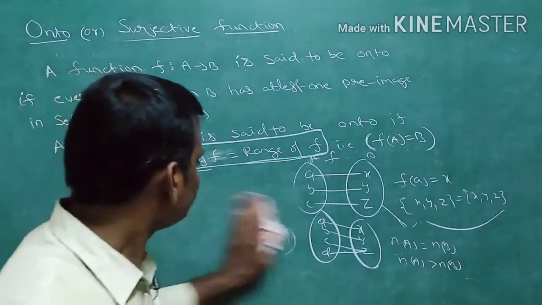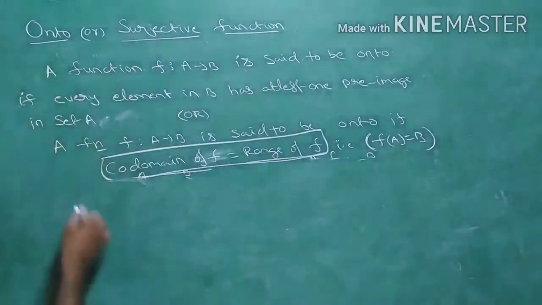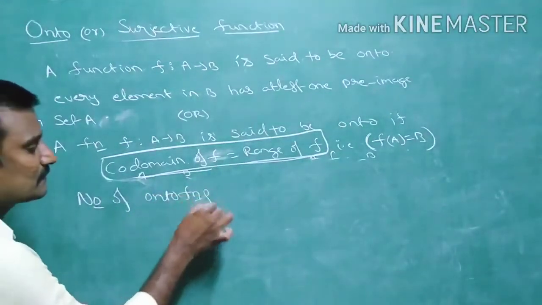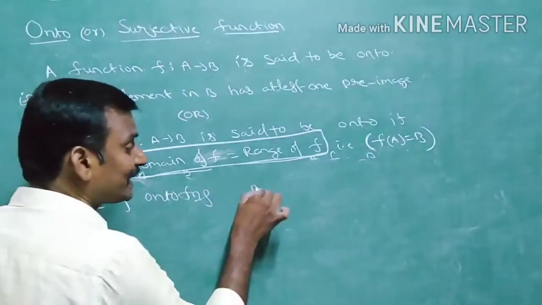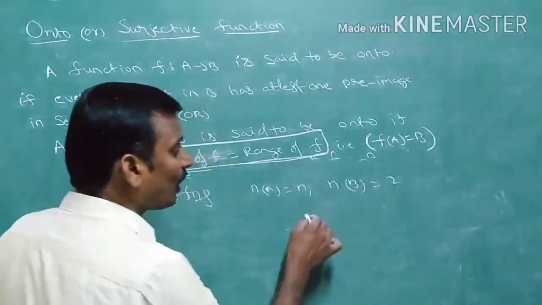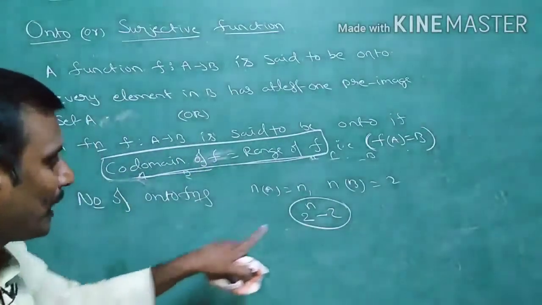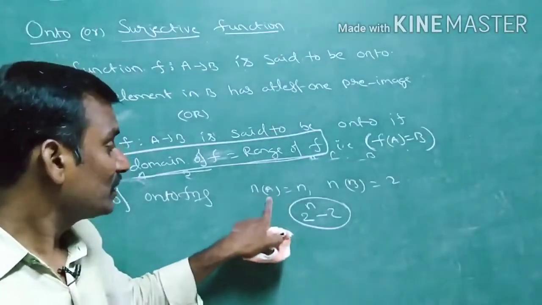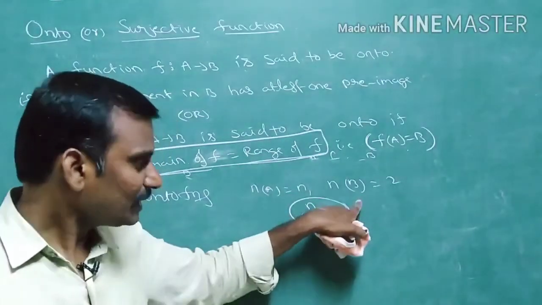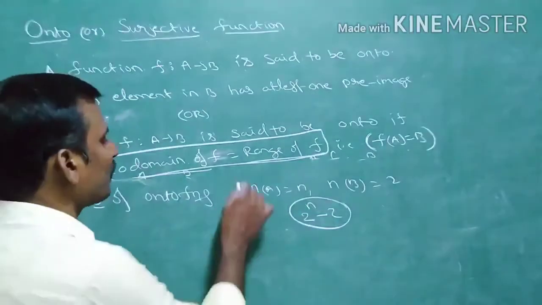Next, number of onto functions. If set A contains n elements and set B contains 2 elements, the number of onto functions is equal to 2 power n minus 2. Next, n of B containing m elements. I will discuss this formula in objective form. So you should just remember this formula.